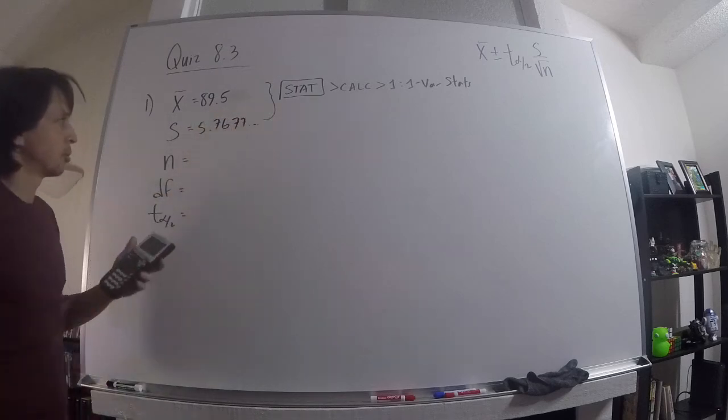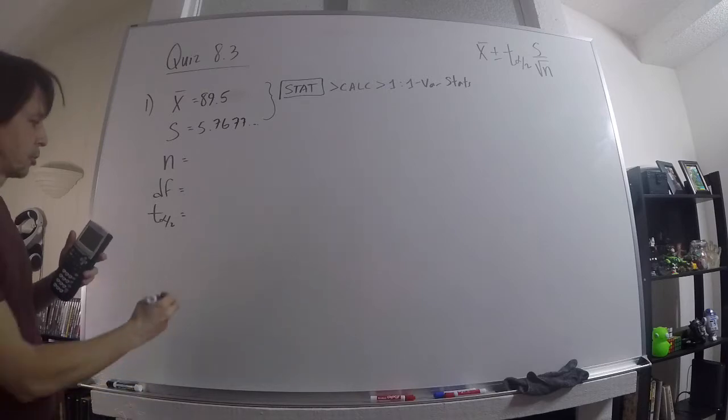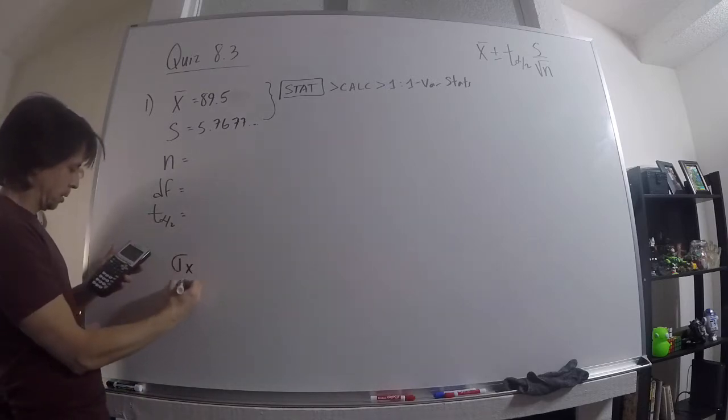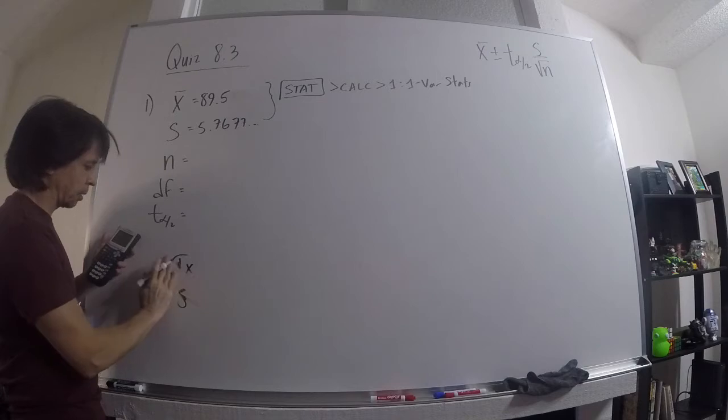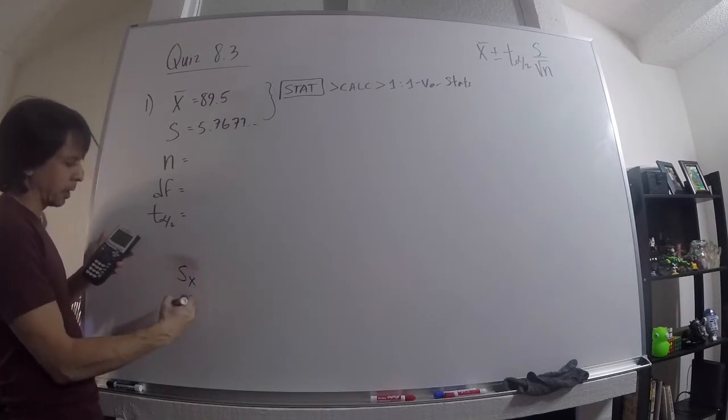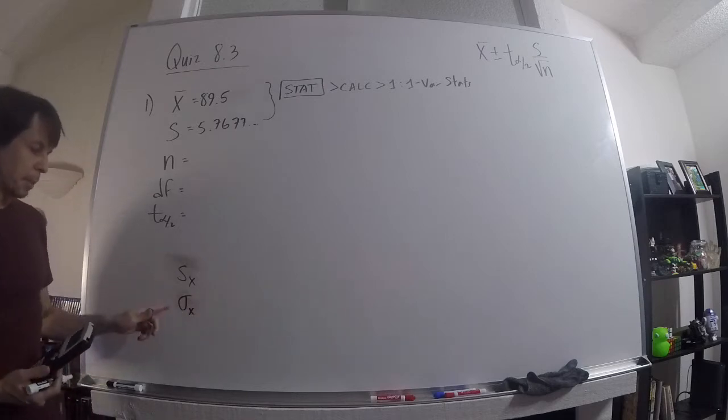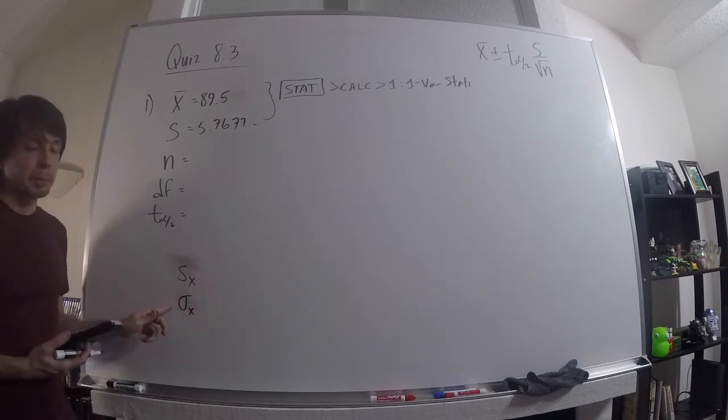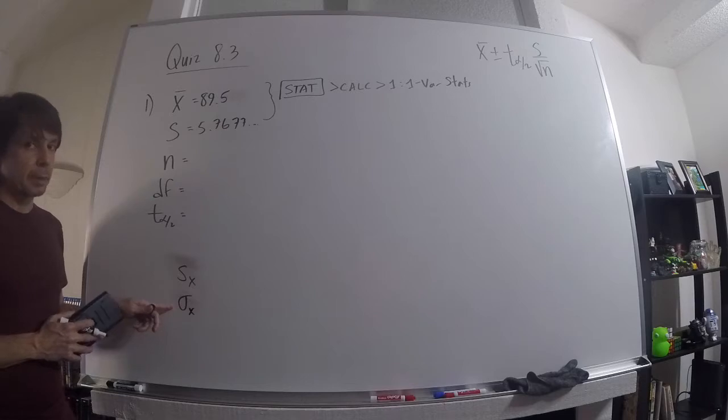And my s, I'm seeing 5.7677 and a bunch of other digits. Make sure you're not looking for sigma. It gives you x bar, then s, then sigma, and they put a little x there. We've done that before, but don't worry about that. That's your population standard deviation. So if this were population data, that would be the standard deviation of that population data.